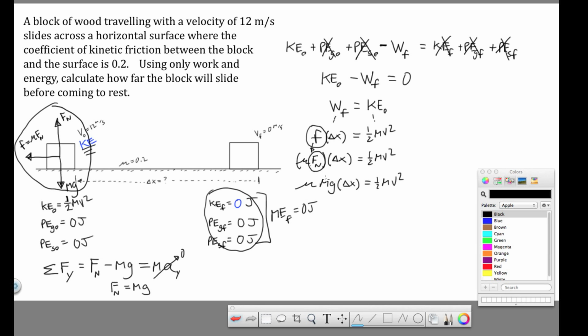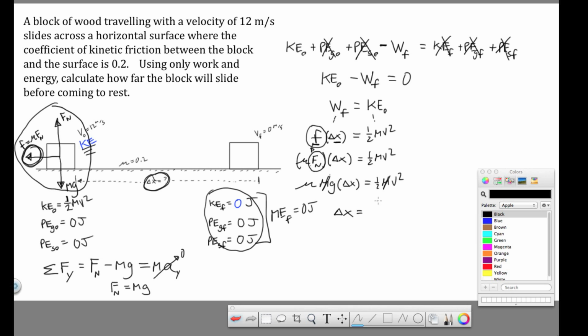So at this point, the mass drops out. M is on both sides, so we can cancel the mass, and now we can solve for delta x, which is how far the block moved. Oh, and one thing I forgot to mention, back up here in the work equation, the key thing with work is that the force and the displacement have to be parallel to one another, which is the case because our friction force right here is parallel to the delta x. They're parallel to each other.